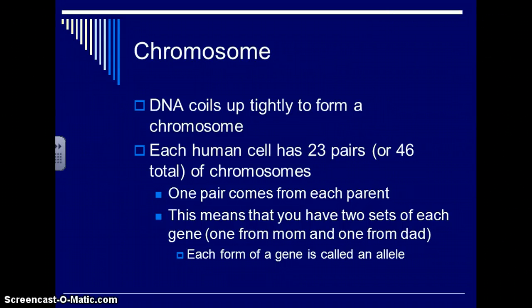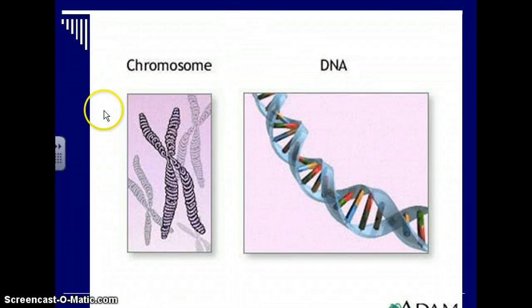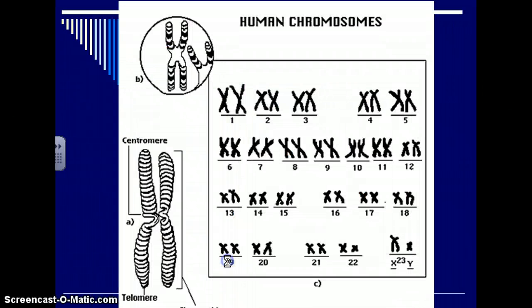If you're a little bit confused, stay with me. We're going to do lots of activities with this. So just to give you an idea, this is what the DNA looks like. And then when it's coiled tightly, it creates the chromosome. Here is just a drawing of a karyotype showing the 2 genes on each chromosome.